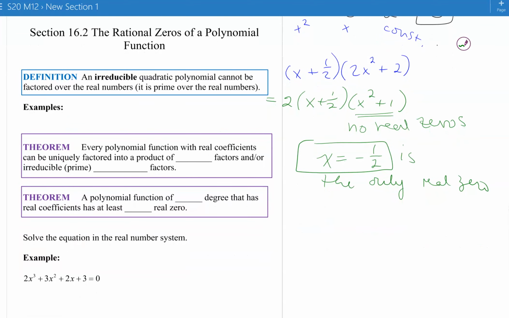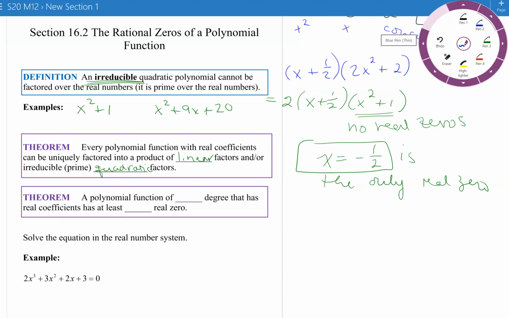Okay, so every polynomial can be factored into some combination of linear factors and/or irreducible quadratic factors. So an irreducible quadratic is one that can't be factored over the real numbers. So it has only a pair of complex zeros. So we already know x squared plus 1 is one of those. And we found earlier that x squared plus 9x plus 20 was another one that had no real zeros.